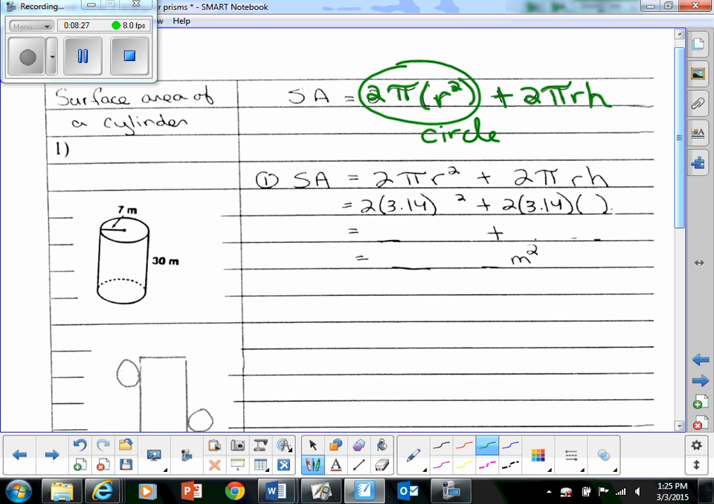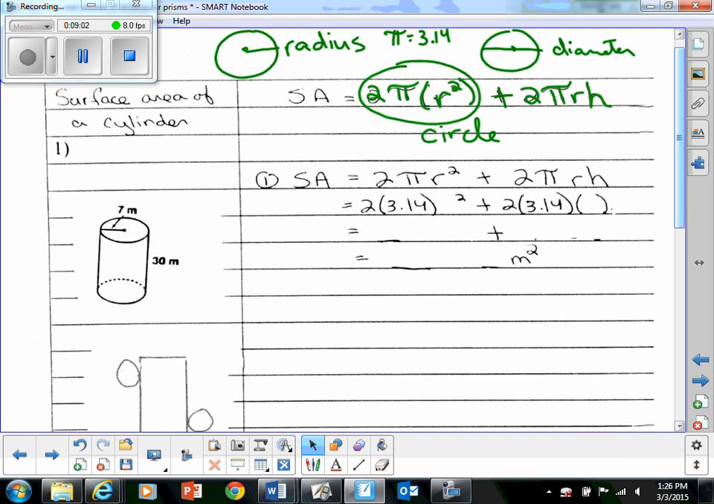Okay, and a quick review, a radius is half the distance from the center to the outside of a circle, and the diameter is all the way across one side to the other through the center of the circle. That's our diameter. And then, in case you've forgotten, another important piece to our calculations is pi, which is equal to 3.14 when we're calculating. Okay? So we've got our formula.